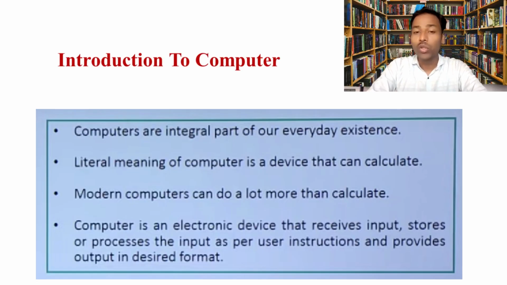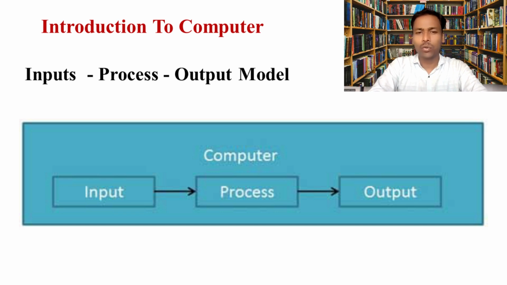Computers literally means to calculate, but the modern day computers, which are all important in our life, mean much more than calculating. In fact, if we want to give a formal definition, a computer is an electronic device that receives input, stores or processes the input as per the instructions given by the user, and gives him the output. That brings us to the input process output model of the computer.